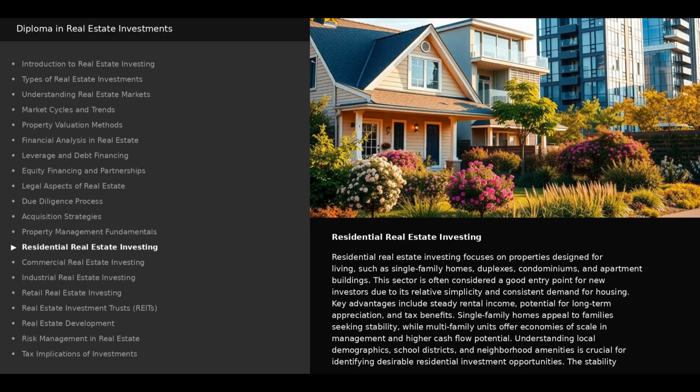Single-family homes appeal to families seeking stability, while multi-family units offer economies of scale in management and higher cash flow potential. Understanding local demographics, school districts, and neighborhood amenities is crucial for identifying desirable residential investment opportunities. The stability of residential demand often makes it a resilient asset class, even during economic fluctuations.